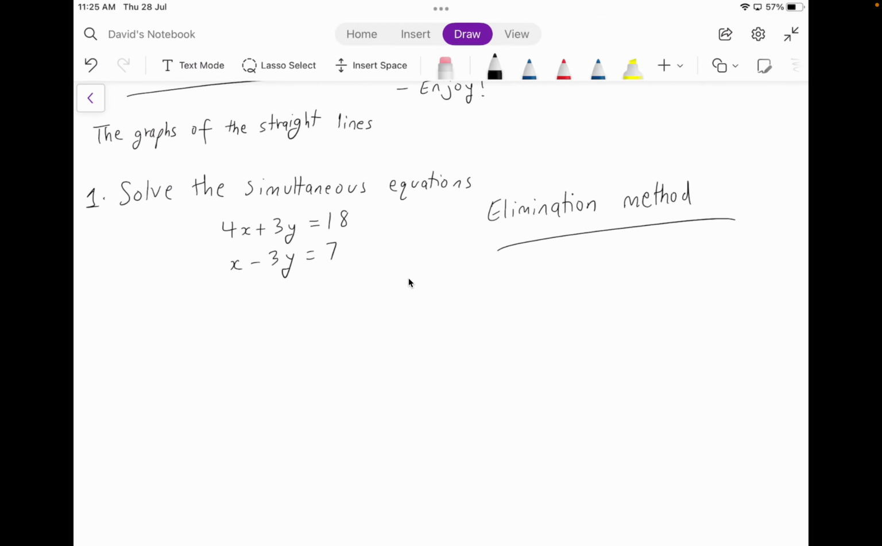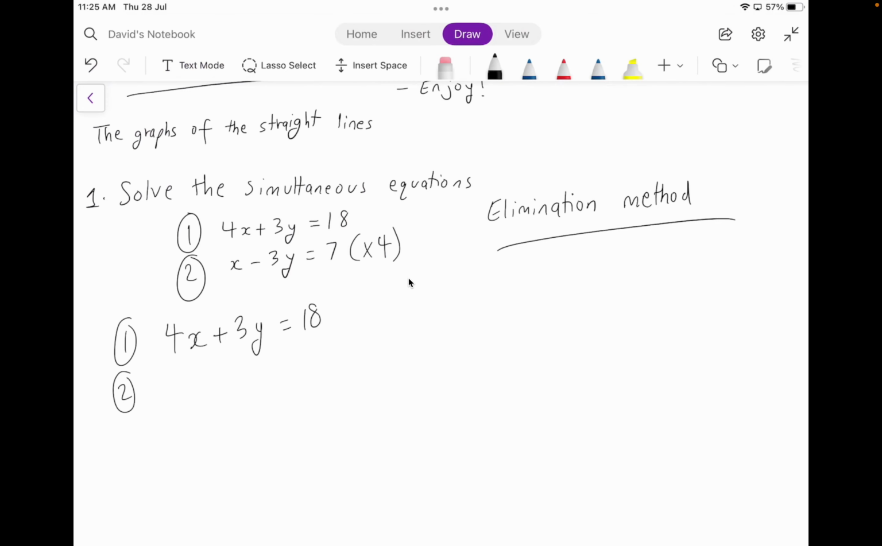So what I mean by this is, let's consider these two as two separate equations, equation 1 and equation 2. What we're going to do is change equation 2 and have the coefficient next to x for equation 2 to be 4. So we're going to multiply equation 2 everything by 4. Equation 1 stays the same, so it's 4x plus 3y is equal to 18.